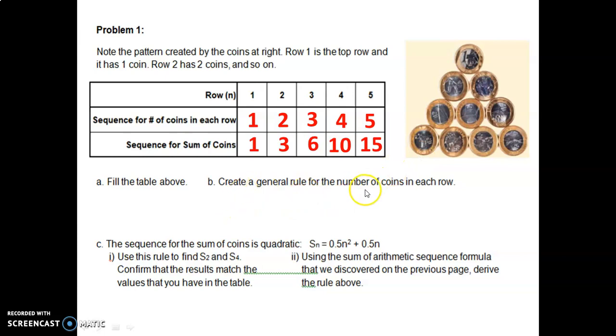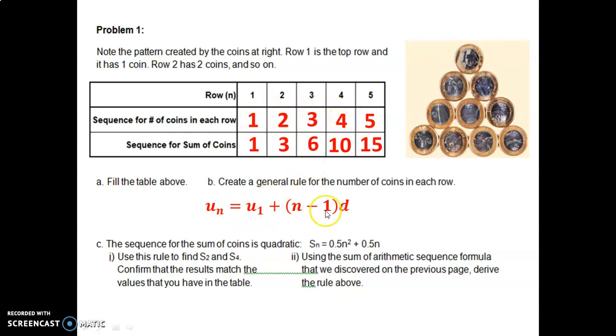Now create a general rule for the number of coins in each row. So that means a general rule for this. Can you make a rule for that? Well, hopefully you recognize that is an arithmetic sequence because there's a common difference of 1 between terms.